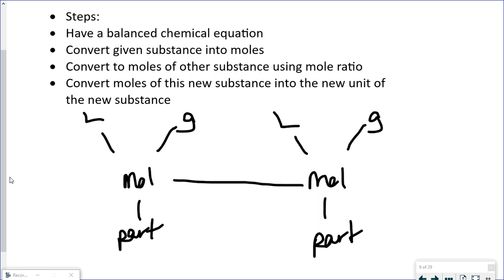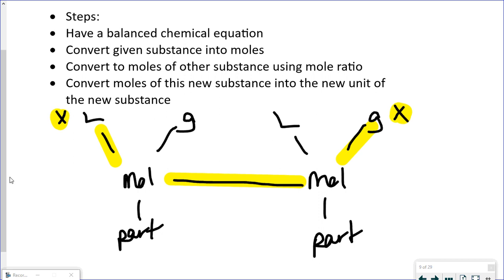So say that you wanted to go from liters of one substance into grams of another. You would say, okay, I need to go from liters to moles, then moles of one substance into moles of another, and then moles of one substance into grams of another. So that would be one possibility. And I'm going to highlight that in yellow.